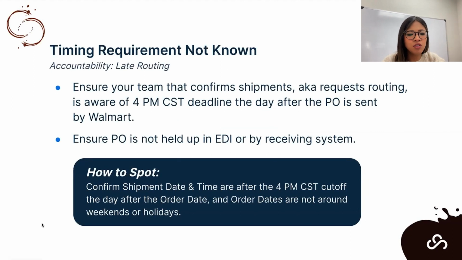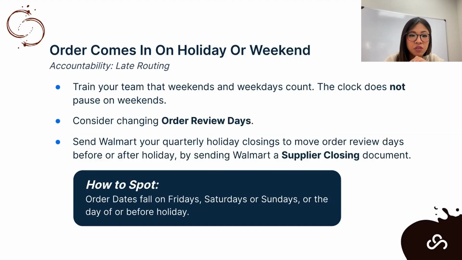So in the interest of time, I'm going to speed through the details, because we've covered a lot of it. Essentially, just make sure that you are checking with your teams that things are getting routed by 4 p.m. And you can actually check in OTIF the confirmed shipment date and time to make sure that it is following these particular rules.